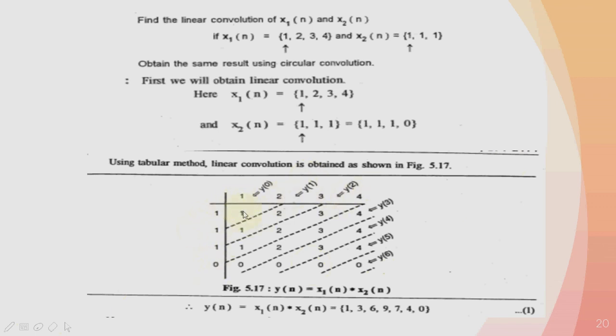So 1 multiplied by 1, it becomes 1. 1 multiplied by 2, it becomes 2. 1 multiplied by 3, it becomes 3. And 1 multiplied by 4, it becomes 4. Again 1, 2, 3, 4. Again 1, 2, 3, 4 and 0. So add the diagonals: 1, 3, 6, 9, 7, 4 and 0. So the output will be 1, 3, 6, 9, 7, 4 and 0.